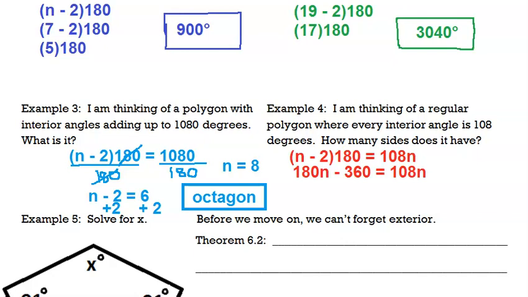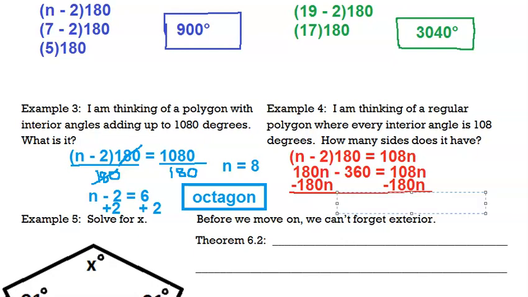Now from here, there are a couple different things you could do. In this case, I'm going to just subtract the 180n from both sides because I already have a number on the left, so I might as well just move the variables to the right.